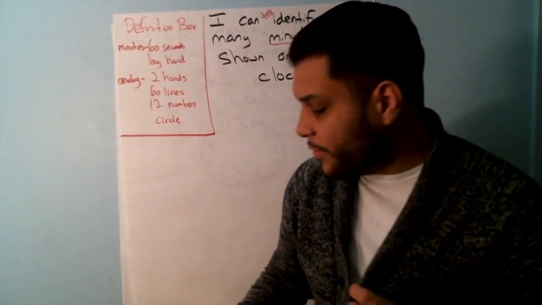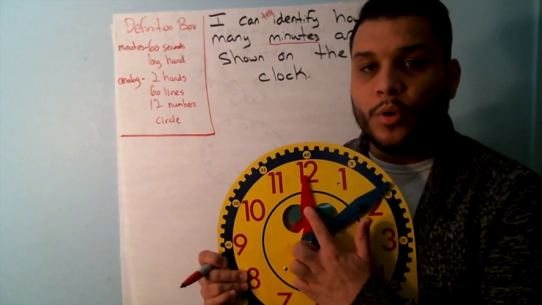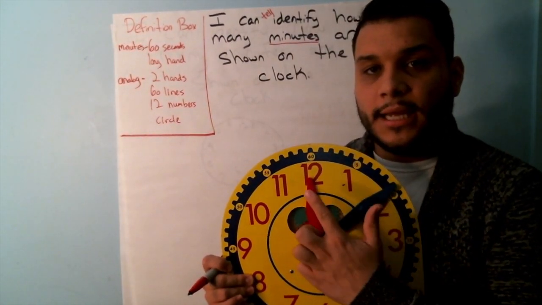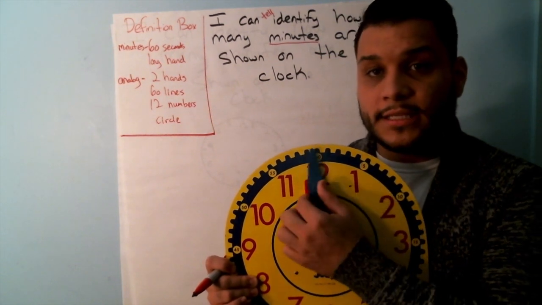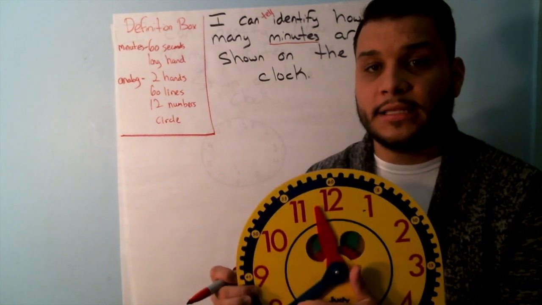So yesterday when we were learning about time, we learned that when the hour points at the number, it says the number. So this will be 12 o'clock because the hour hand is pointing at the 12.